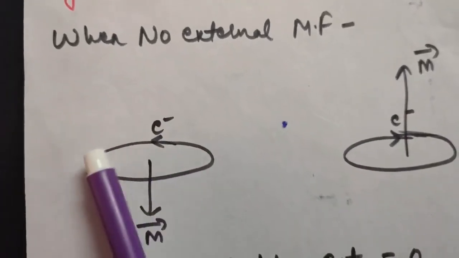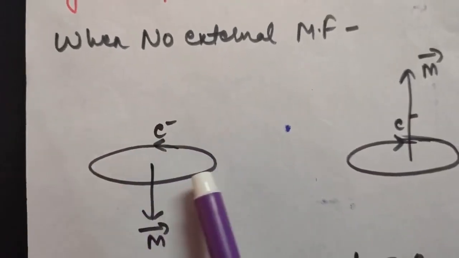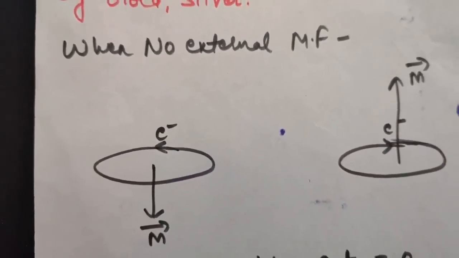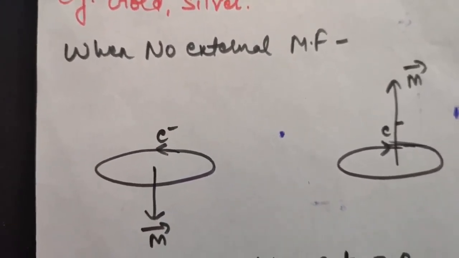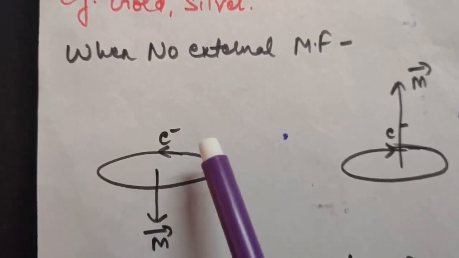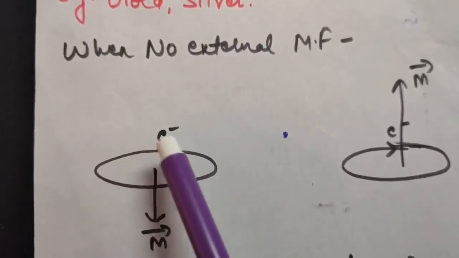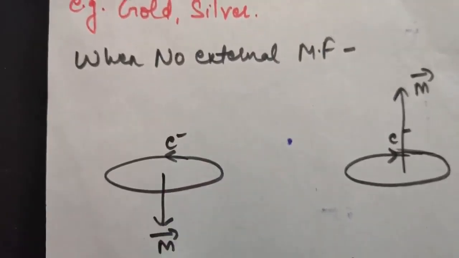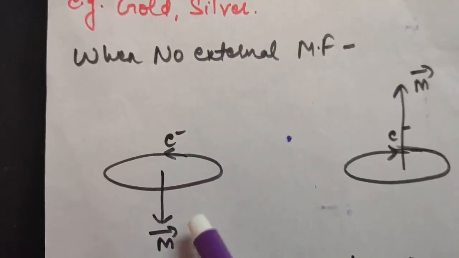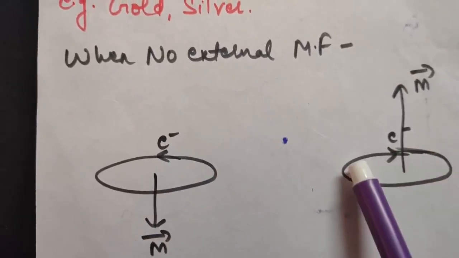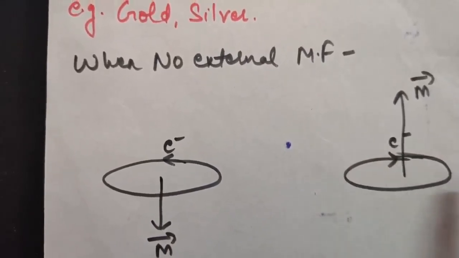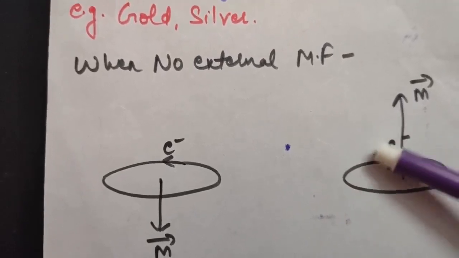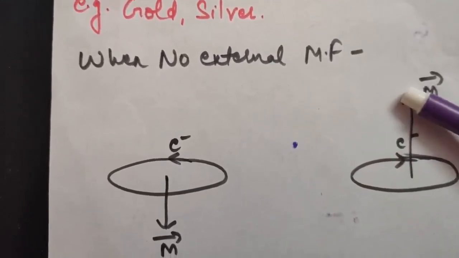Now this electron is moving. Can you tell what will be the direction of the magnetic moment? If you use your right hand thumb rule, your thumb will point in the upward direction due to the anti-clockwise direction. But as you know, electron is a negative charge. So if your thumb is pointing upward, that means the magnetic moment is downward. Similarly here, when you rotate your fingers in the clockwise direction, your thumb will point downward, but electron is a negative charge, so the magnetic moment will be upward.